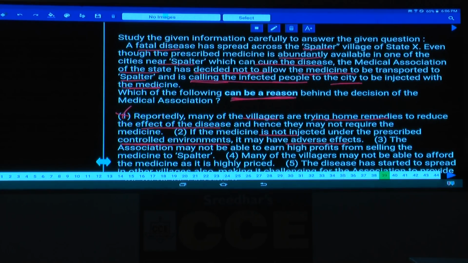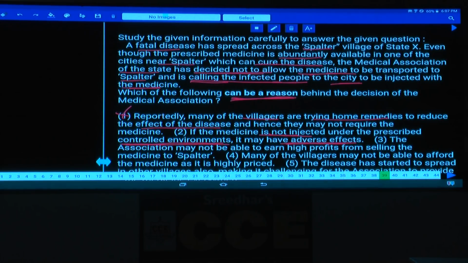అందుకు ఇప్పుడు ఏం చేశారు, ఇది మనకి ఏంటంటే not injected under the prescribed controlled environment. ఆ ఎన్విరాన్మెంట్ కంట్రోల్ చేసి అలాంటి వాటిలో ఇచ్చినప్పుడు మాత్రమే అది బాగా పనిచేస్తుంది. అలాంటి ఎన్విరాన్మెంట్లో ఇవ్వకపోతే ఏమైపోయింది, may have adverse effect, ఇంకా అది రివర్స్ కొట్టేసే ఛాన్స్ ఉంది అంటున్నాడు. And this is the reason because in the village they cannot have that environment. అవునా కదా? Hence they are asking the people to come to this place.